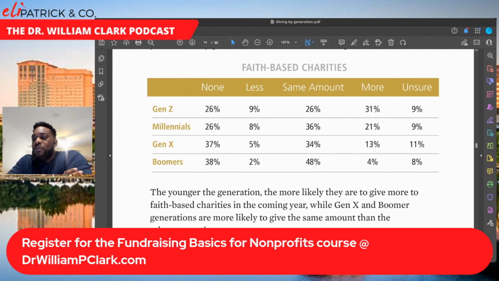All right, millennials, 26% say they are giving none. 8% say they are giving less. 36% of millennials say that they're giving the same amount. 21% say that they are giving more. And then 9% of millennials say that they are unsure about where their money is going, if anywhere. Lastly, Gen Z, 26% note they're giving nothing. 9% note they are giving less than they were in 2016. 26% say they are giving the same amount. 31% say they are giving more, and 9% are unsure.